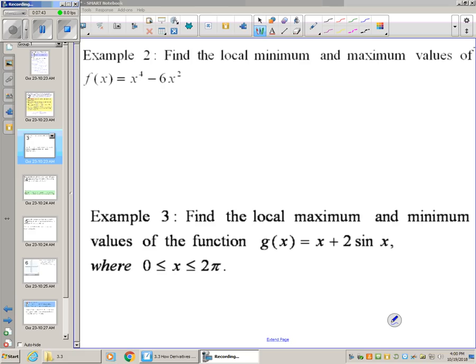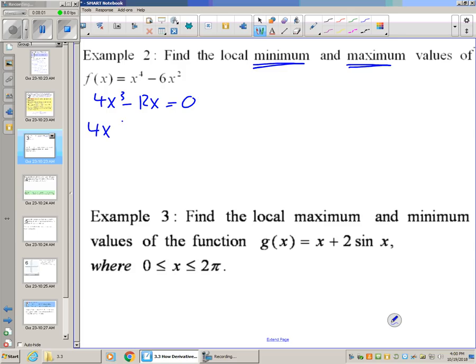So let's look at the example that we did earlier. Okay, we had already done this example, setting the derivative equal to 0. So if I'm trying to find where I have a local minimum and a local maximum, I'm trying to test those critical points. If you remember when we did this problem, we had 4x cubed minus 12x equals 0, or 4x times x squared minus 3 equals 0. And we determined that our critical points were 0 and plus or minus square root of 3.